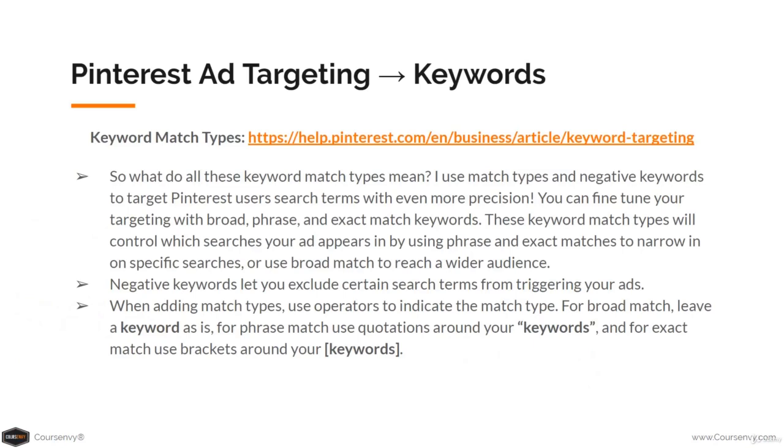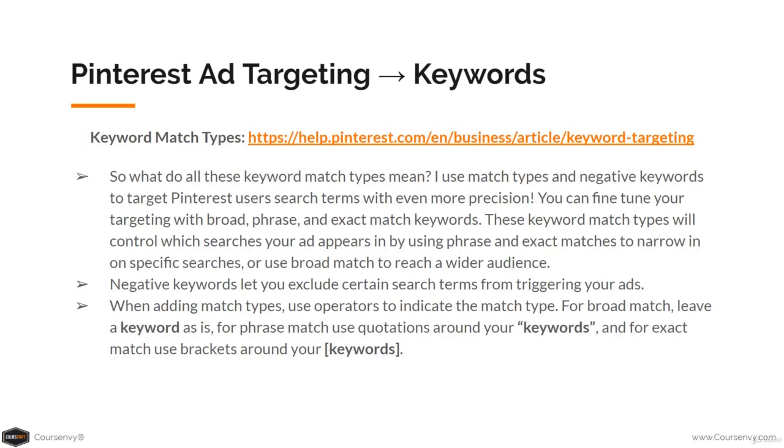So what do all these keyword match types mean? I use match types and negative keywords to target Pinterest user search terms with even more precision. You can fine-tune your targeting with broad, phrase, and exact match keywords. These keyword match types will control which searches your ad appears in by using phrase and exact matches to narrow in on specific searches. Or you can use broad match to reach a wider audience. Negative keywords let you exclude certain search terms from triggering your ads. When adding match types, use operators to indicate the match type.